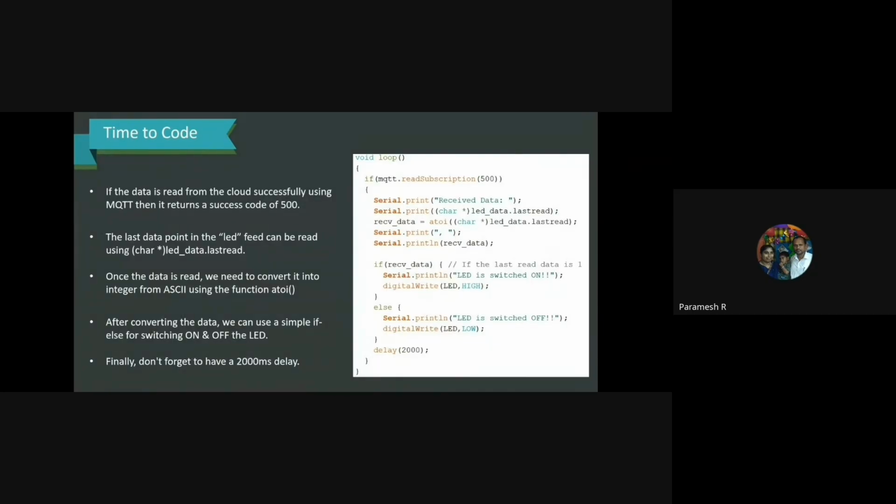Once the data is received, we need to convert it to integer from ASCII using the function atoi. After converting the data, we can use a simple if else for switching the LED on and off. And don't forget to give the 2000 milliseconds delay there.